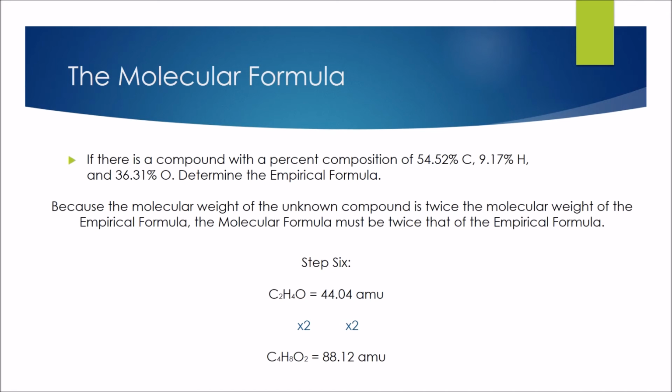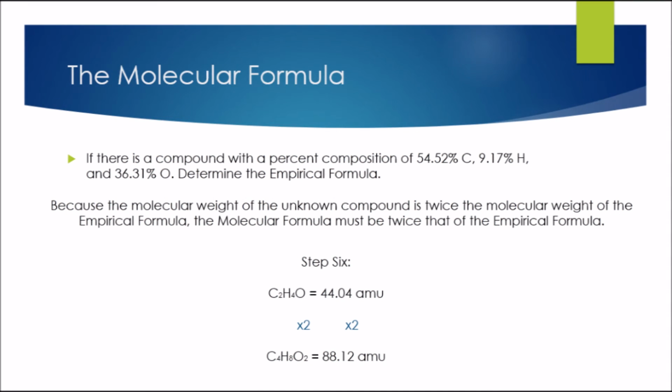Step 6 would be multiplying the empirical formula by 2 to get C4H8O2 for the molecular formula, which would equal 88.12 AMUs.